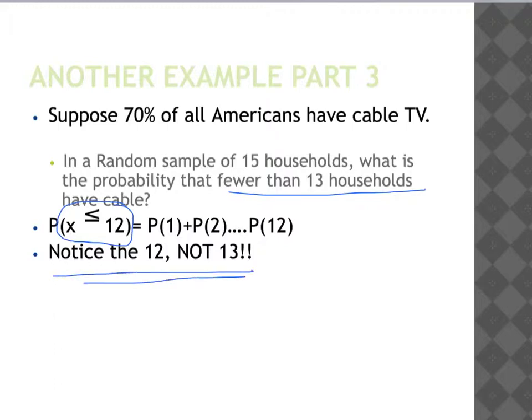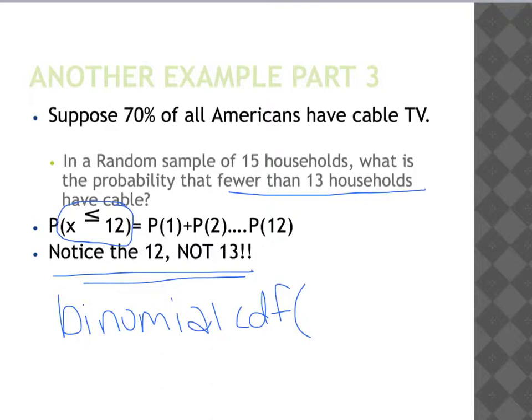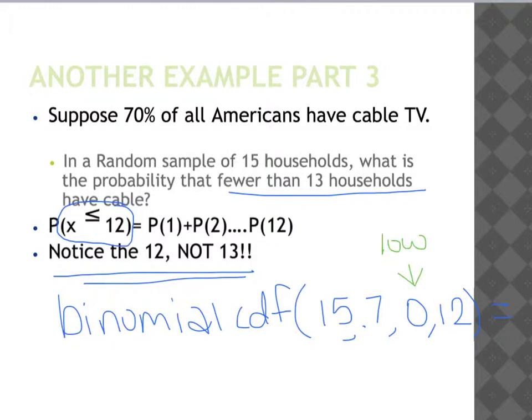So we want to go ahead and input this into our calculator using the binomial CDF command. All right, so I would like you to pause the video, input these into the calculator, and see if you have the right answer. Now, notice the way that this is written. We have 15 trials, we have a success of 0.7, and our low is 0. This is important because it doesn't tell you that the low is 0. But remember, in binomial probability, you can't go below 0. So 0 has to be your boundary, and then your high number is 12.